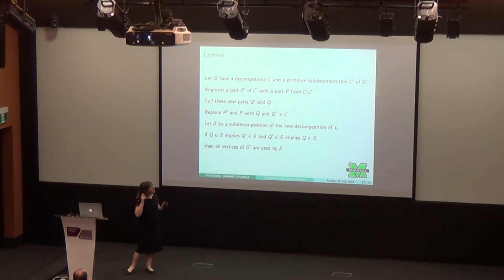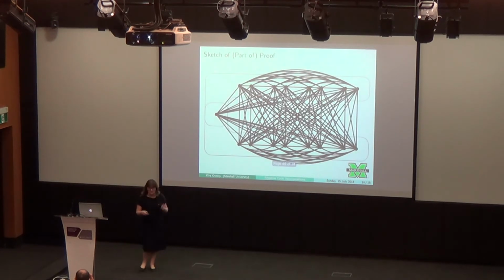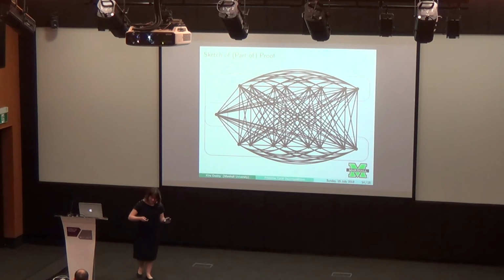And we augment 2 parts of the sub-decomposition with parts from the rest of the decomposition, and then we replace the original parts with the augmented parts where we swap some edges. And then we assume that if there is a sub-decomposition, that if one of the augmented cycles is in, then the other one is, and vice versa. And if that is the case, then all of the vertices of the original sub-decomposition from the entire graph are used by the subsystem. So it's a little wordy. And so here we have an example that I worked on, actually.